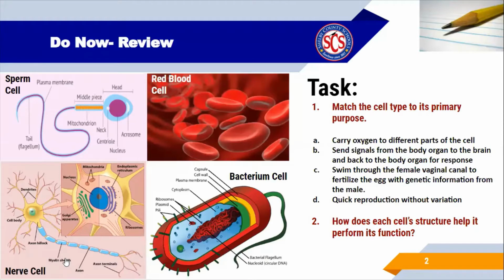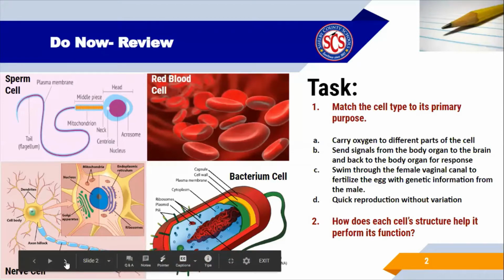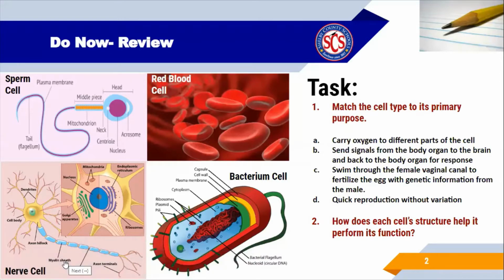As you can see, there are 4 pictures of cells: a sperm cell, a nerve cell, a red blood cell, and a bacterium cell. Bacterium is the singular version of the word bacteria. 1 bacterium and 2 or more bacteria. Your task has 2 parts. The first part is easy peasy. Match the cell type to its function.